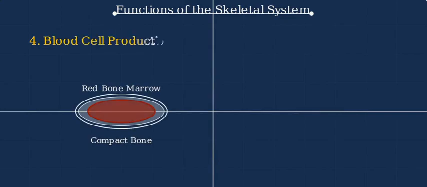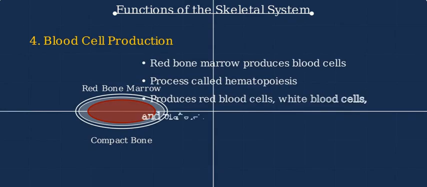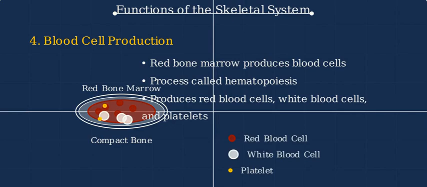Fourth, the skeletal system is responsible for blood cell production. Red bone marrow inside certain bones produces all types of blood cells through a process called hematopoiesis. This includes red blood cells that carry oxygen, white blood cells that fight infection, and platelets that help blood clot.